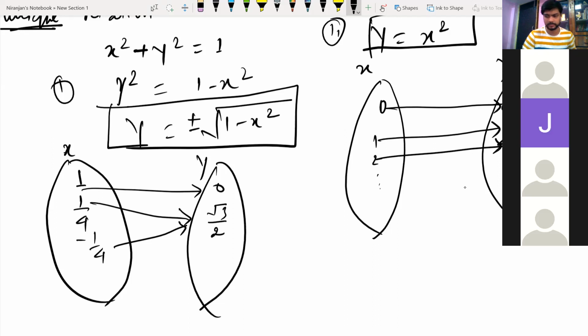Guys, this is not unique. I don't know why you aren't answering, but look here. Your 1 by 4 and minus 1 by 4 both go to the same number. How can you say this is a unique relationship? What does unique mean? That one element is specifically related to another element. Let me repeat that. What does unique represent in relation terms? One element of a set A is uniquely related to just one element of another set B. That's what a unique relation means. You understood?